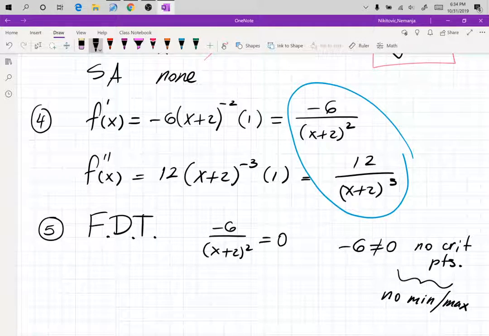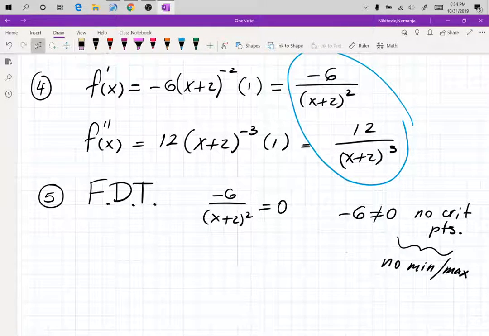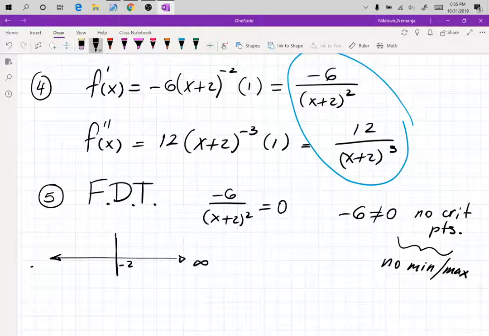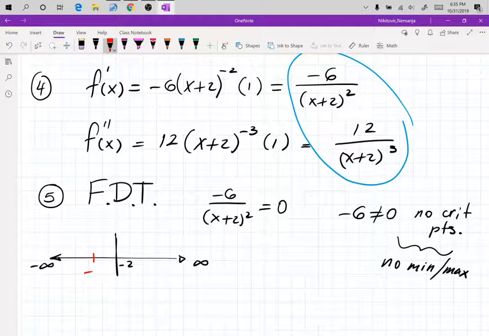Since we did not have any critical points, we can't have min and max in this problem, which is okay because we know what the graph looks like already, and we know it doesn't have any min and max. Now, to do the first derivative test, we partition. Remember that partitioning is done through the critical points for the first derivative, critical points and asymptotes. We do have an asymptote at x equals -2, and our domain is infinities, so we'll have to pick two test points, say -4 and 0.